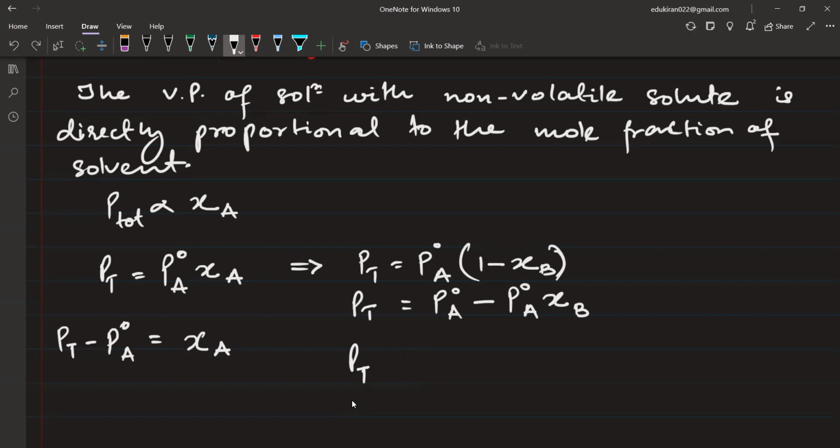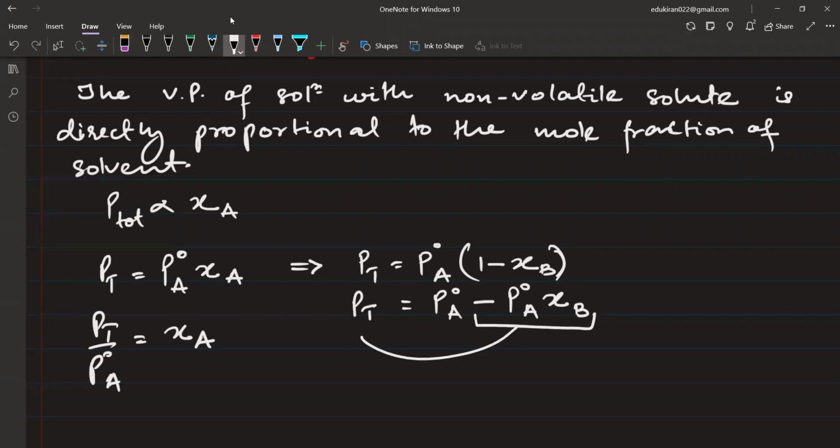Guys, please see, this equation is not right. We had put a minus. It will be Pt upon P naught A equal to chi A. Pt minus will not be there, Pt upon P naught A will be equal to chi A. Now, look here. I will move this whole thing here, and I will get P naught A chi B, the minus becoming plus, is equal to P naught A minus Pt.